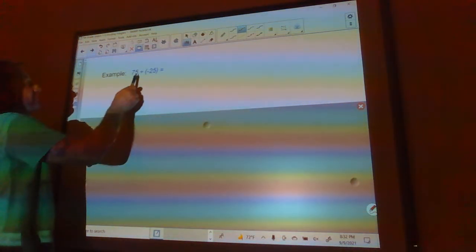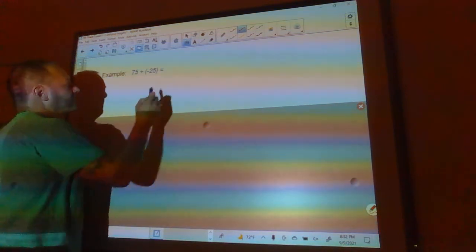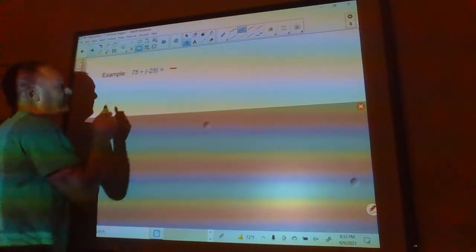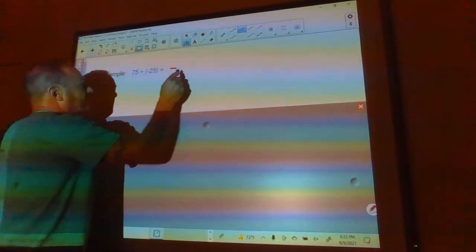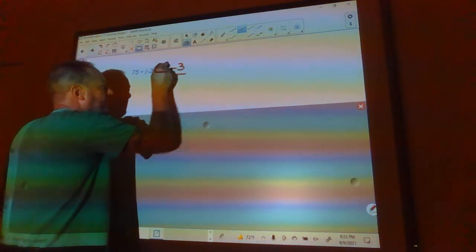Here we go again. 75 divided by negative 25. Well, I know my answer is going to be negative because it's a positive divided by a negative. 75 divided by 25 is 3.